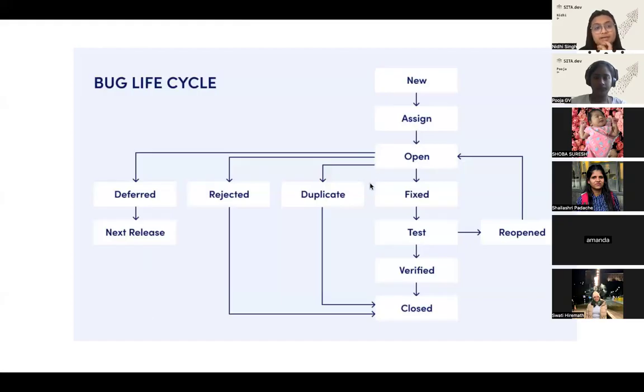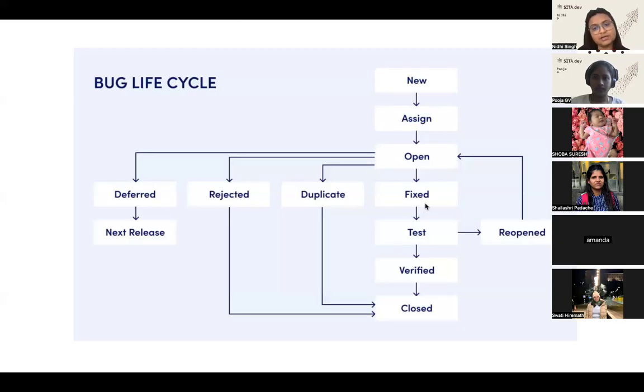But there is a chance that the developer will find that this is not a bug. In that case, he will reject the bug, the status will become rejected, and the bug is closed. But if it is an actual bug, then the developer will analyze it. He'll start working on the bug. After the work is done, he'll fix the bug and the status will become fixed.